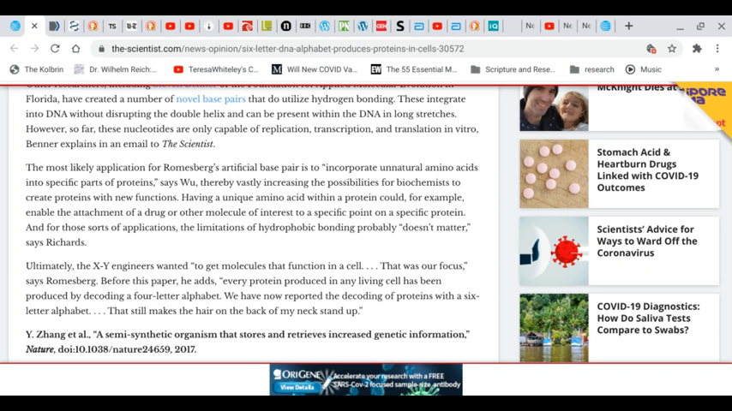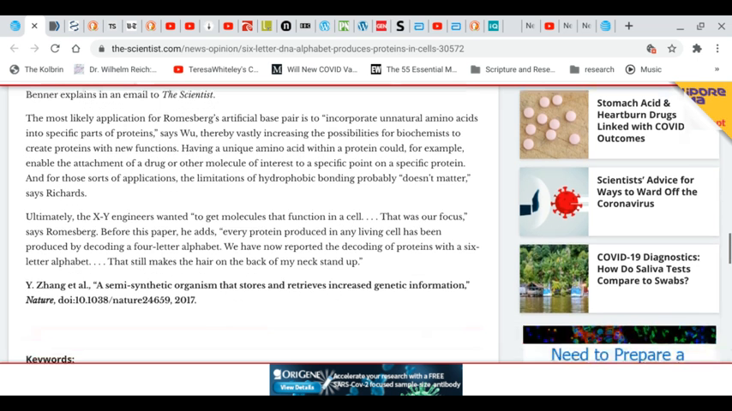And for those sorts of applications, the limitations of hydrophobic bonding probably doesn't matter, said Richards. Ultimately, the XY engineers wanted to get molecules that function in a cell. That was our focus, says Romesberg. Before this paper, he adds, every protein produced in any living cell has been produced by decoding a 4-letter alphabet. We now have reported that decoding of proteins with a 6-letter alphabet that makes the hair stand up on the back of my neck, he says.